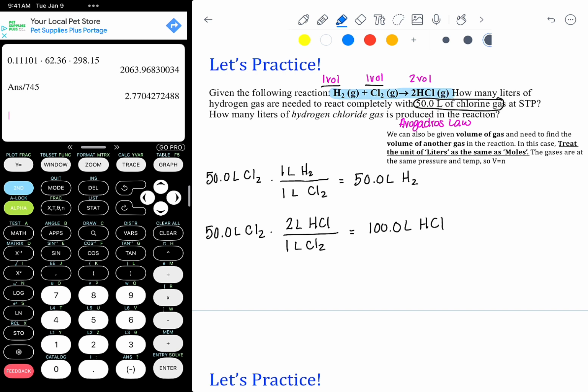But just keep in mind that it has to be between gases. You have to be going from a gas to a gas. If you're trying to go from a solid to a gas, you cannot do it this way.